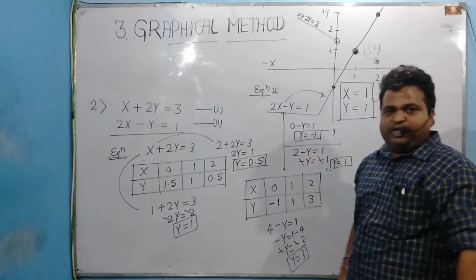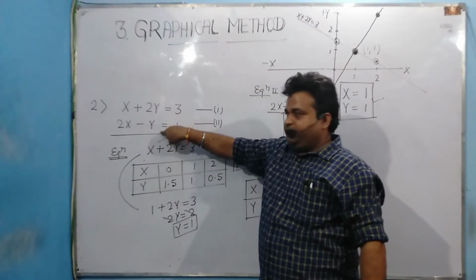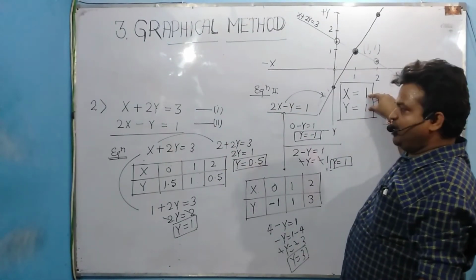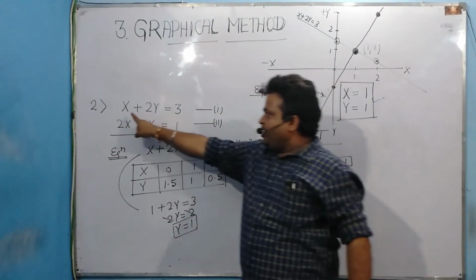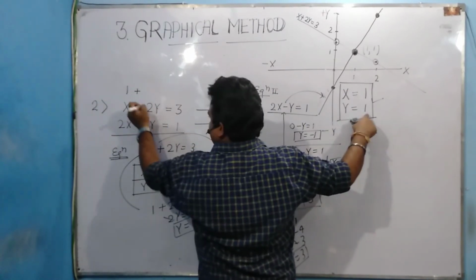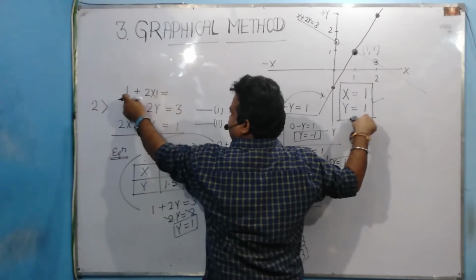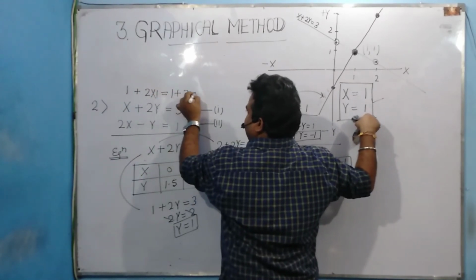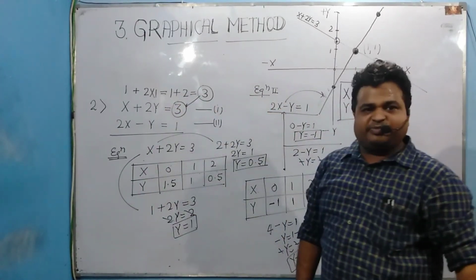Now check whether this answer is correct or not by putting this value in any of the equations. If I put both values in equation number 1, with x equal to 1, this becomes 1 plus 2 into 1. So 1 plus 2 equals 3, which is the same as my right hand side value. It means my answer is correct.